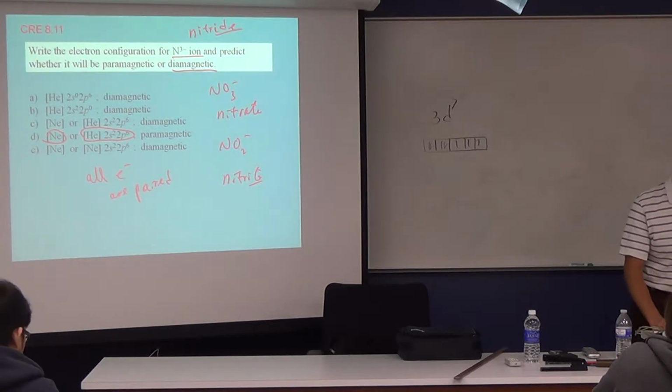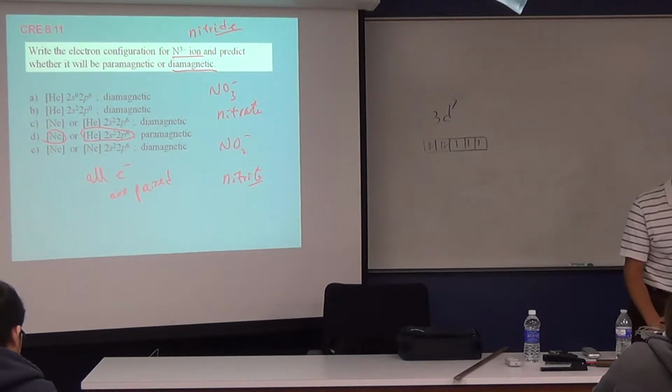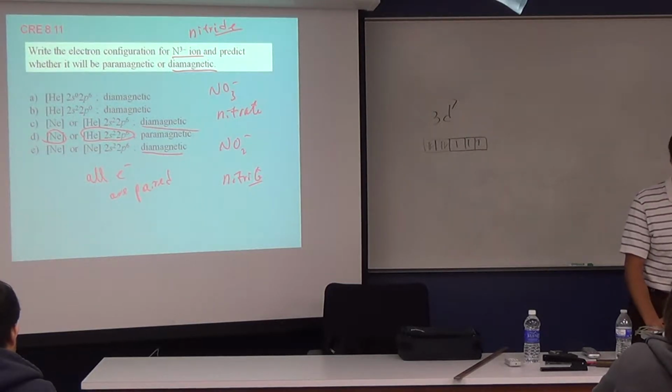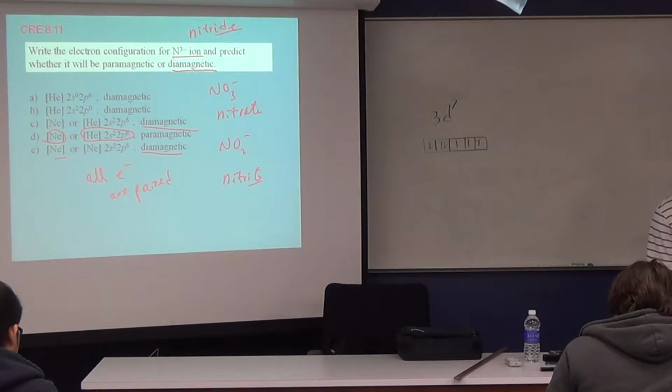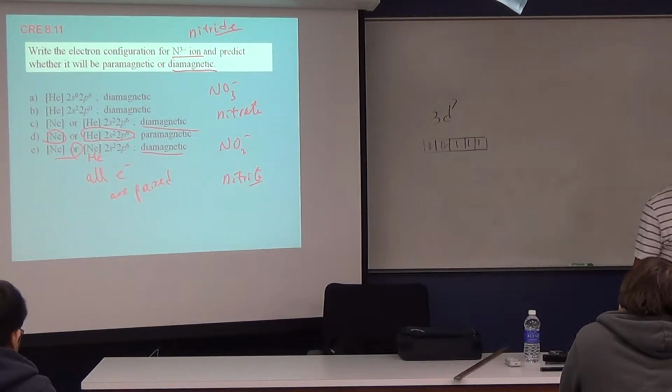Now why not E? Anyone see why not E? This one is okay, diamagnetic, so why not E? Because it's got helium or neon instead of helium. I think these two are contradicting, right? So this should be like the helium.